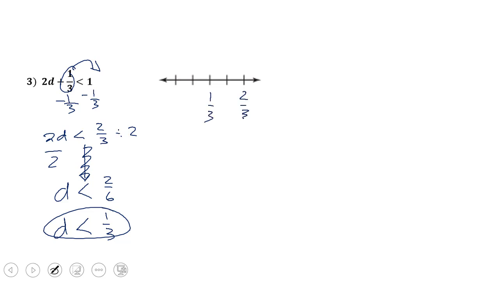The next one bigger is 2/3. 0 is less than that. Our inequality symbol says that the target number is not included, the variable is on the left, and the inequality symbol says to graph to the left. Outstanding. d is less than 1/3. Moving on to example 4.